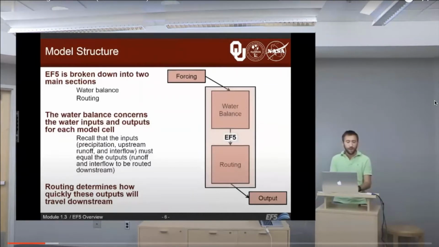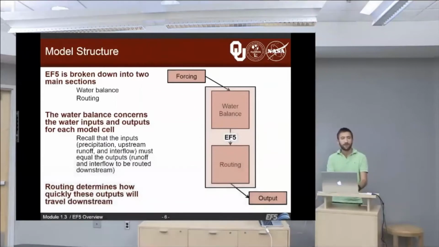So, the model structure for EF5 is broken down into two main sections, the water balance and the routing.